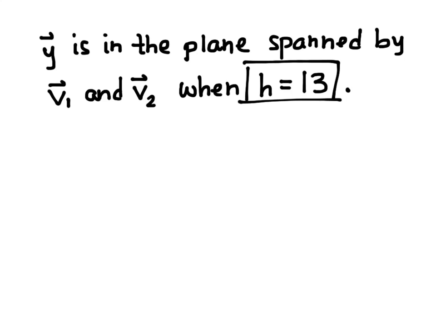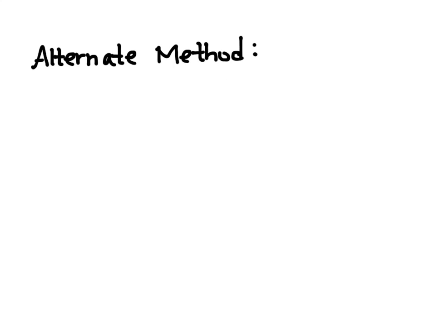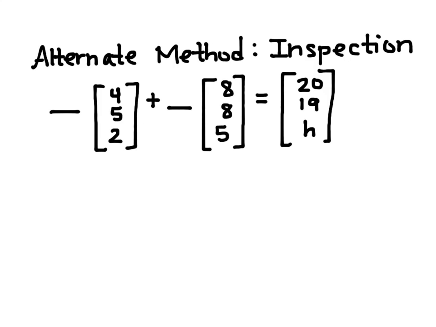Now let me show you one alternate method, which is really just solving it by inspection. So we have our system. We have something times v1 plus something times v2 equals y, and I want to find the weights, the something for v1 and the something for v2.